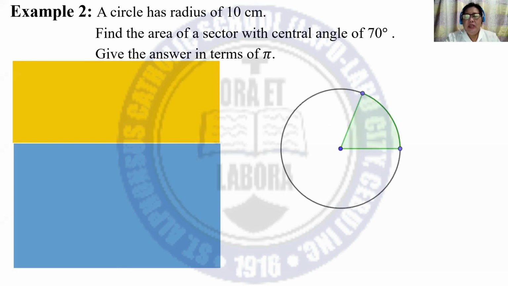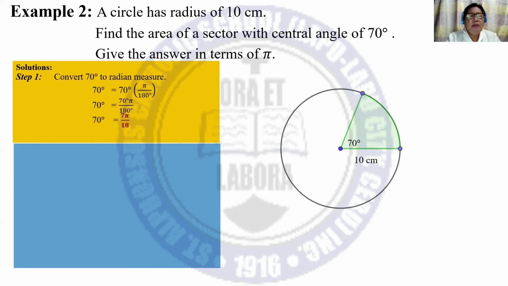So this is the illustration. The central angle is 70 degrees and radius is 10 cm. So first step, you have to convert 70 degrees to radian measure. So 70 times pi over 180 degrees, and 70 degrees times pi is 70 degrees pi over 180 degrees. And simplify, what we have is 7 pi over 18. So 70 degrees is just simply equivalent to 7 pi over 18.